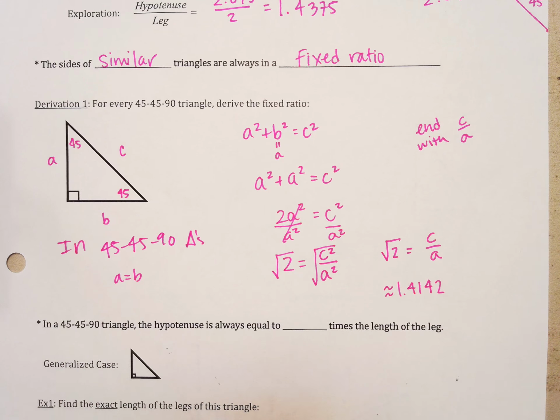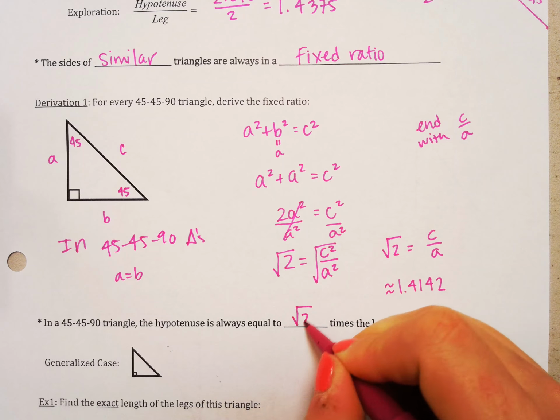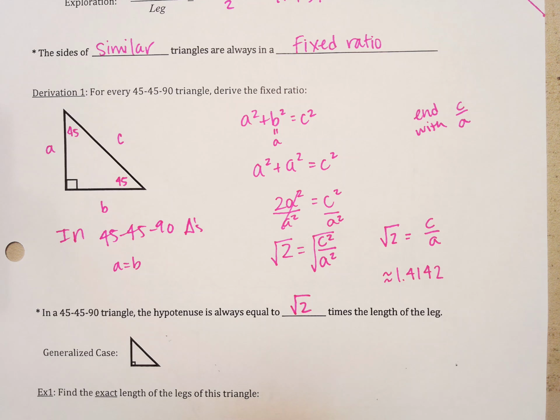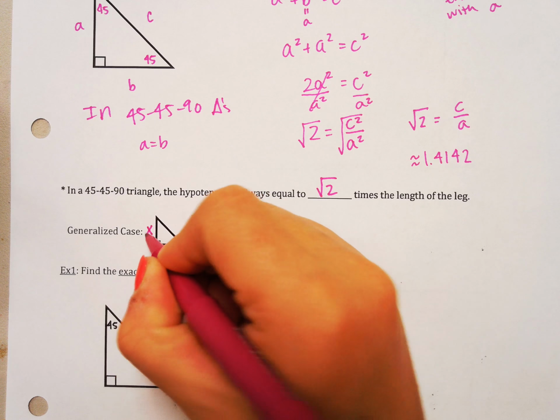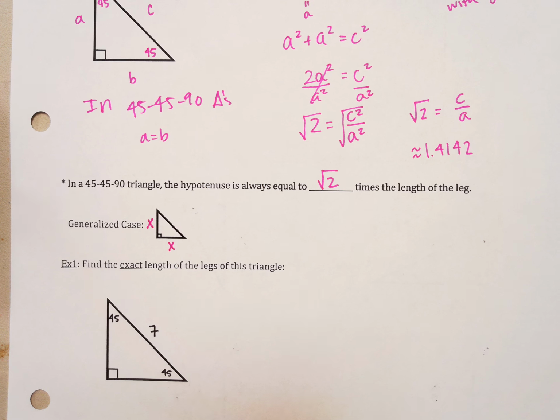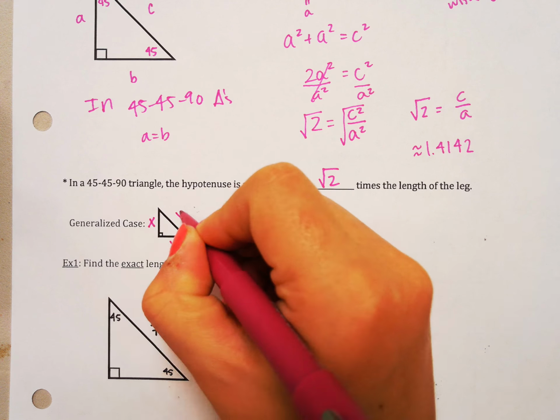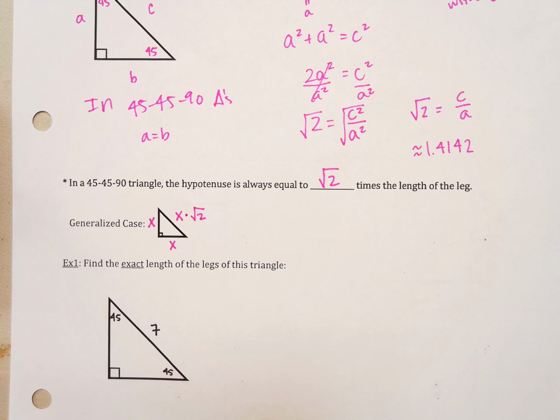So every 45, 45, 90 triangle will have this relationship. So in a general case, the hypotenuse is always equal to root 2 times the length of the leg. So if my length of my leg is x, I know that these two things are equal, x and x. So my hypotenuse would be x times root 2.